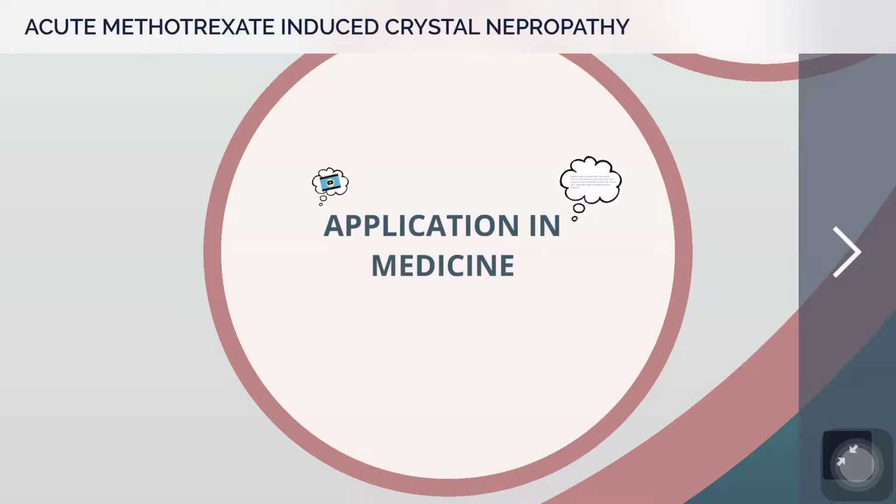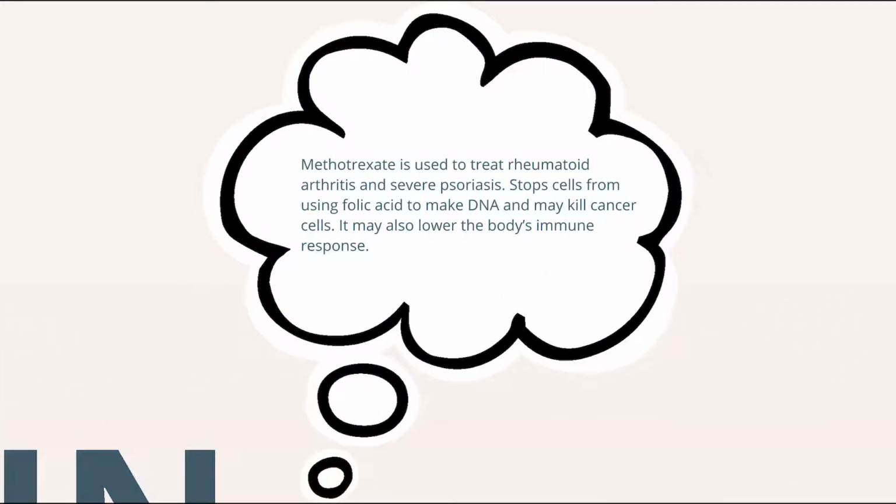Applications in medicine. Methotrexate is used to treat rheumatoid arthritis and severe psoriasis. It stops cells from using folic acid to make DNA and may kill cancer cells. It may also lower the body's immune response.